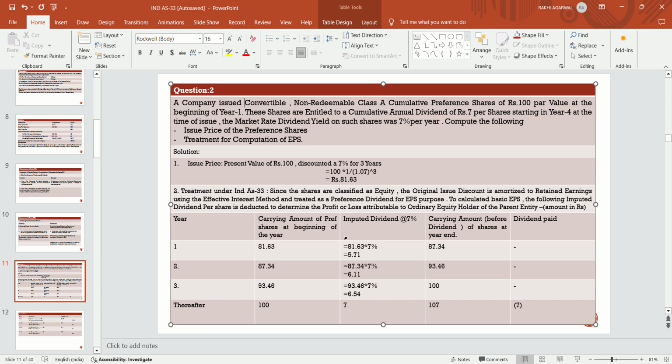In year 3, 93.46, which is the closing balance in year 2, becomes the opening in year 3, and imputed dividend at 7%, that is 93.46 into 7%, is 6.54. So at year 3 it becomes 100, that is the par value of the shares, and dividend is not paid. Thereafter in year 4, when it becomes 100, the dividend on 100 at 7% is 7. That 7 rupees is to be paid in year 4. So 107, and the 7 is the dividend paid by the company to the preference shareholders.